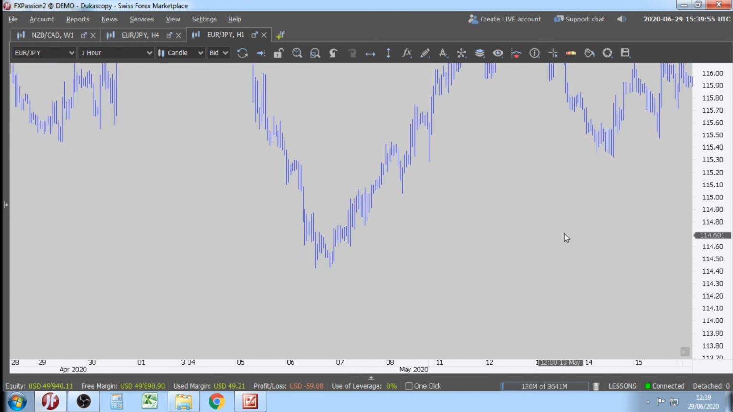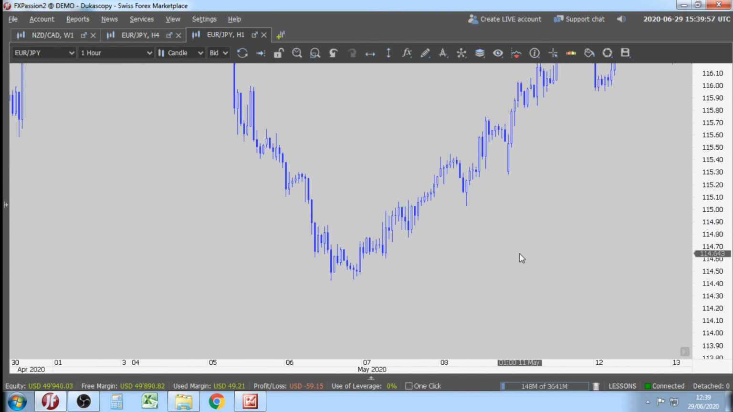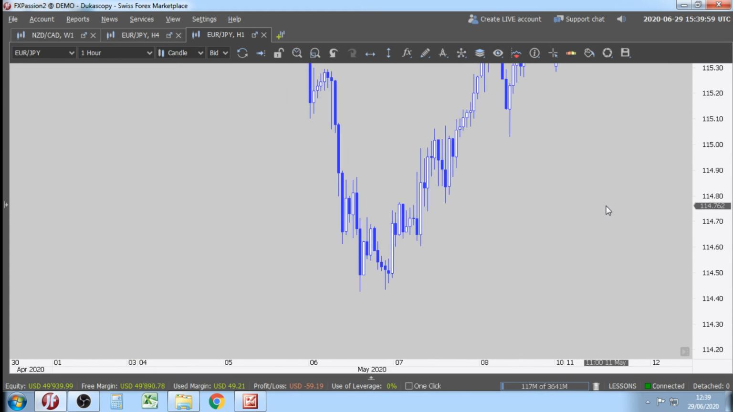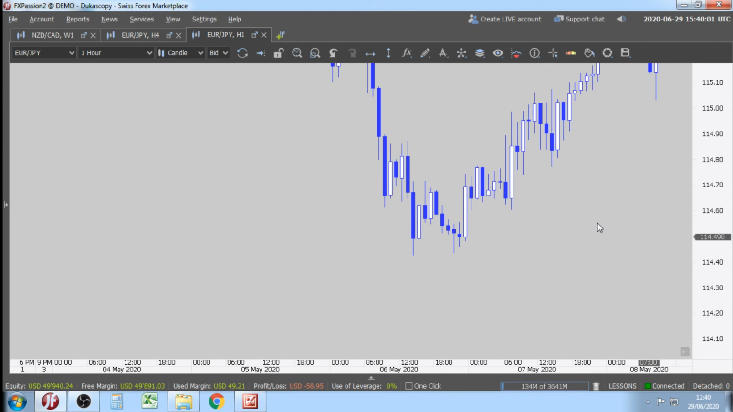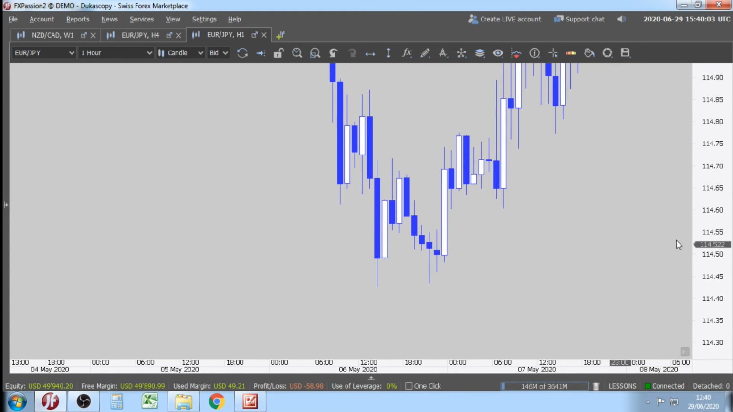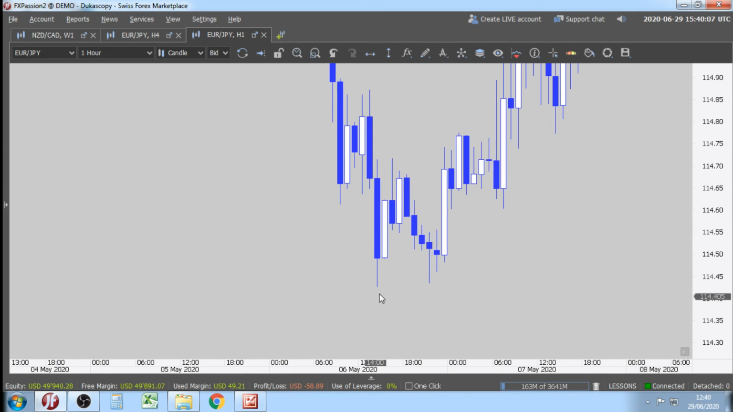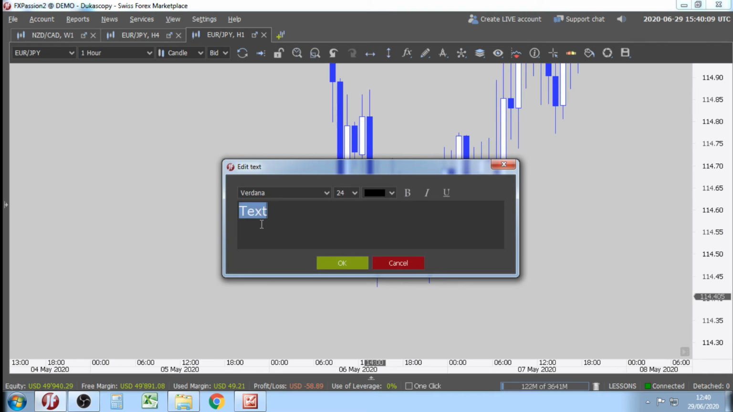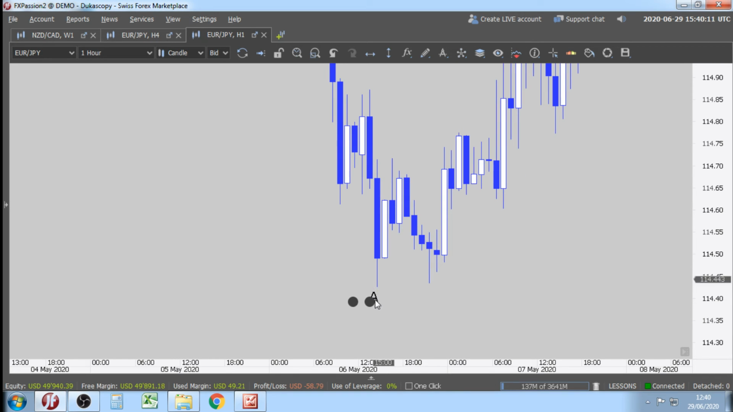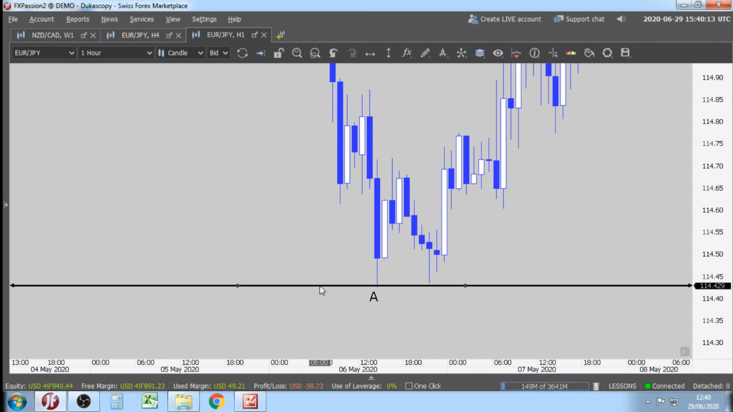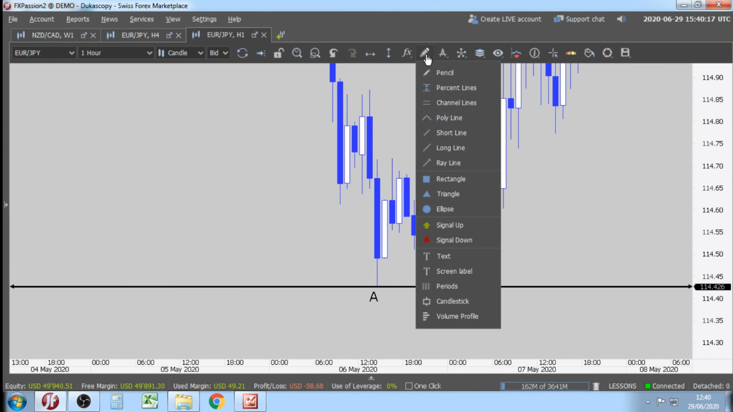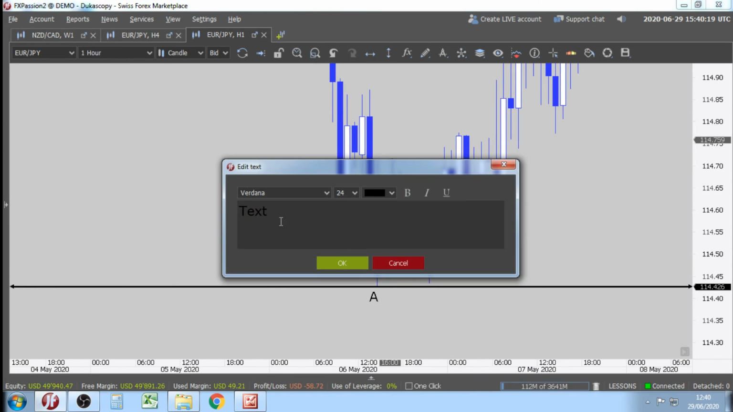We're going to find our A, we're going to find our B. Zoom in the chart if you're not sure which one is the A, which one is the B. So this is going to be our A. In here, horizontal line. And this is going to be our B.